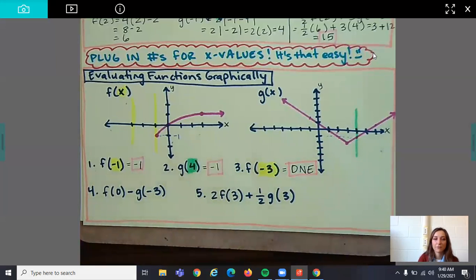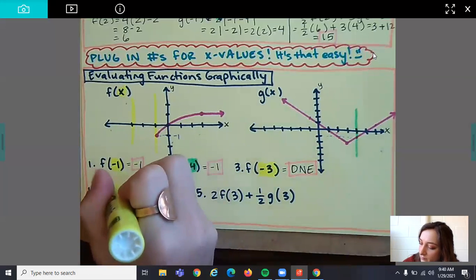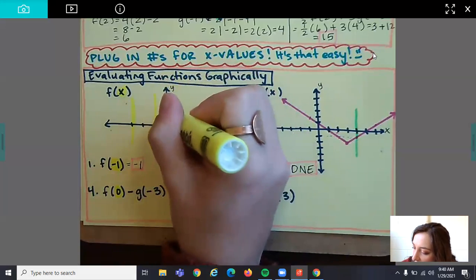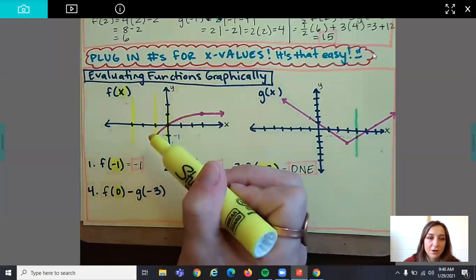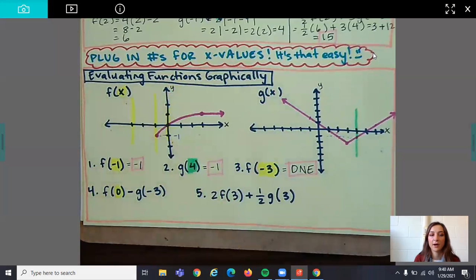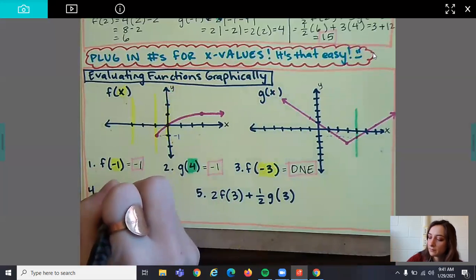Okay, and moving on to number 4, this is going to take a combination of each. So first we're going to do f of 0. If I go to 0 on the x-axis, you can see that it's also going through the point y equals 0. So since it's going through (0, 0), that means that f of 0 is 0.